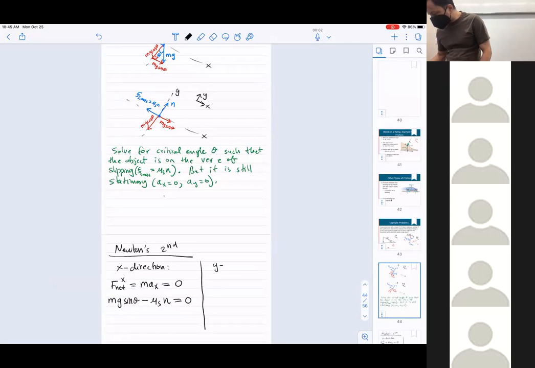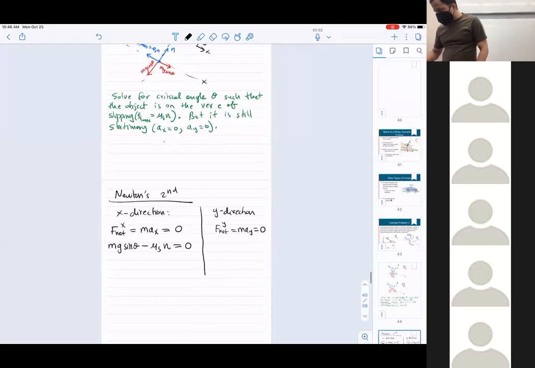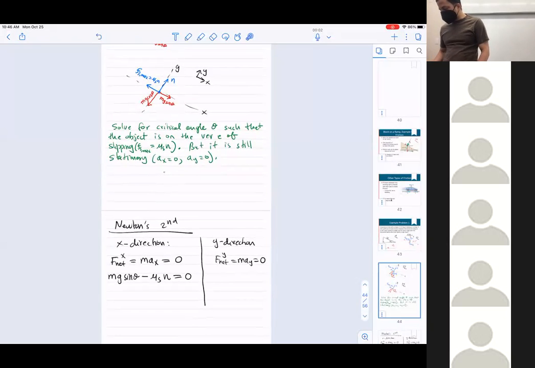So that's Newton's second law there. And then I can do the same in the y direction. Here again, I will have F net y equals m a y, which is 0, because the object is at rest. And by the way, how did I arrive at this equation here? I'm just reading my free body diagram. I have mg sine theta in the positive x minus mu s n in the negative x. So therefore, they have to add up to 0. And similarly here, I have plus n minus mg cosine theta. So I end up here with n minus mg cosine theta equal to 0.